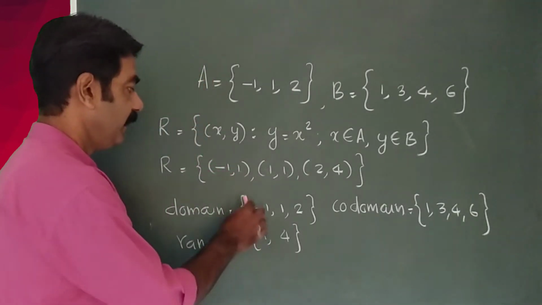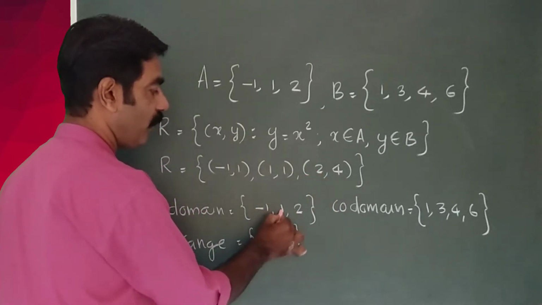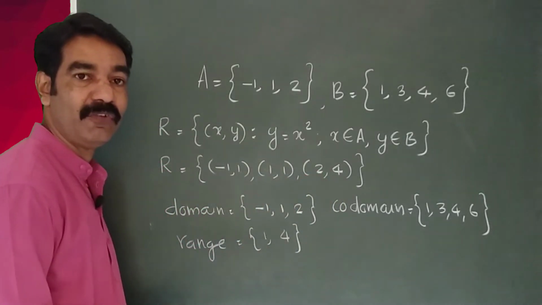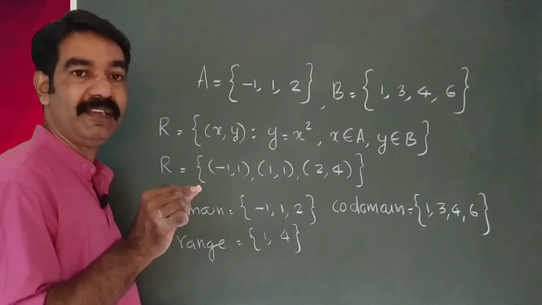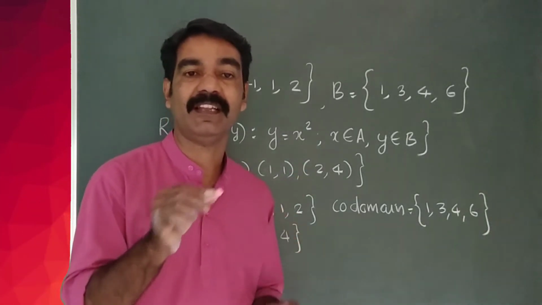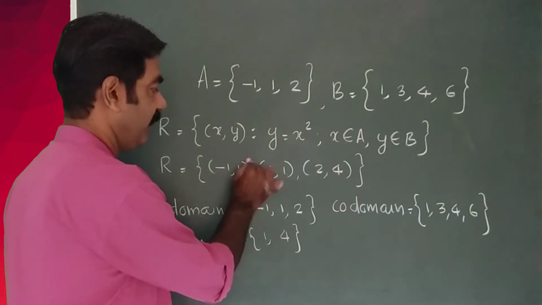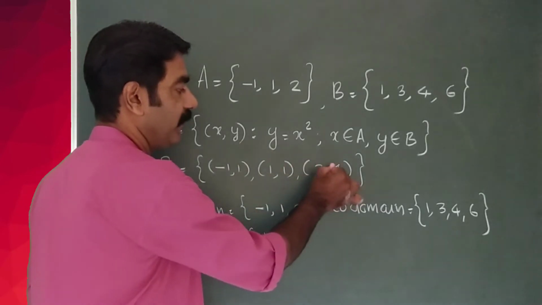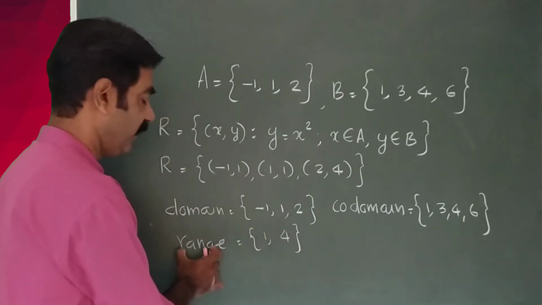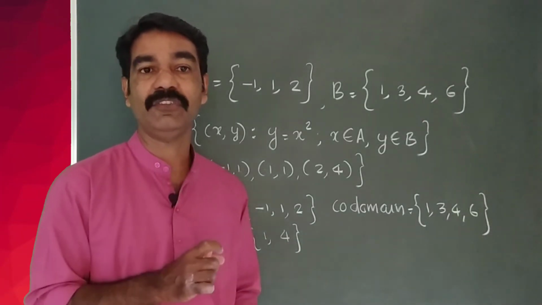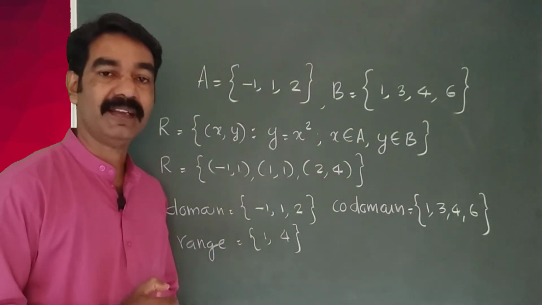Now see here, the set {-1, 1, 2} is the set of all first elements of the relation, and it is called the domain. So the domain is the set of all first elements of the relation. What is the set of second elements? 1 is a second element, again 1 is a second element, and 4 is a second element. So the set {1, 4}. The set of second elements is called the range. So the range of a relation means the set of second elements.